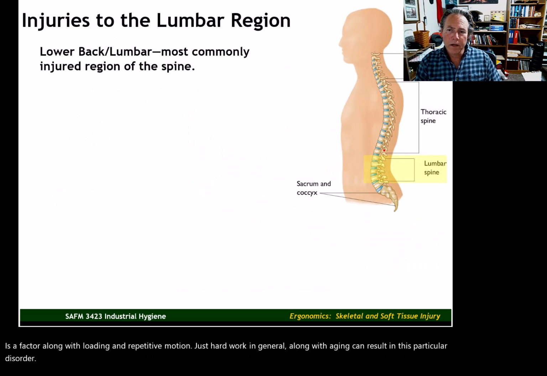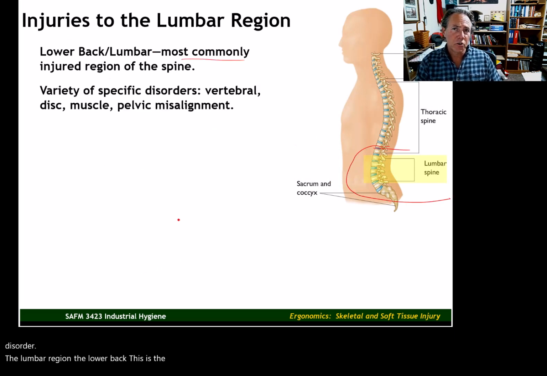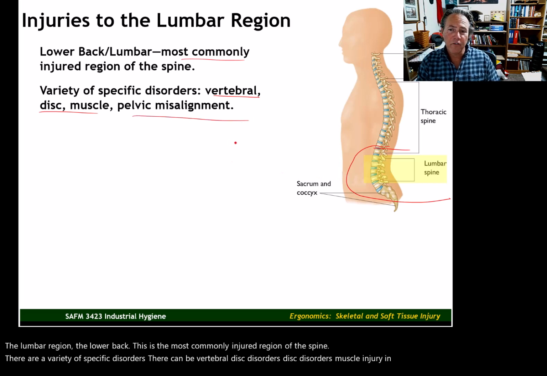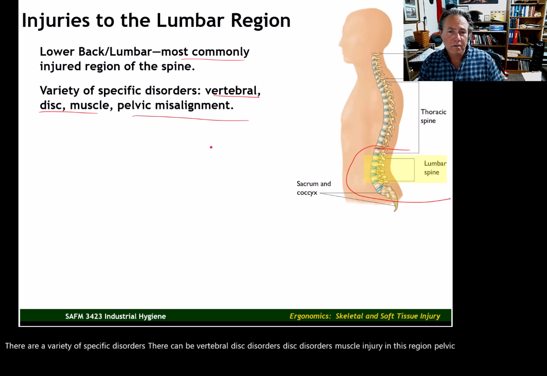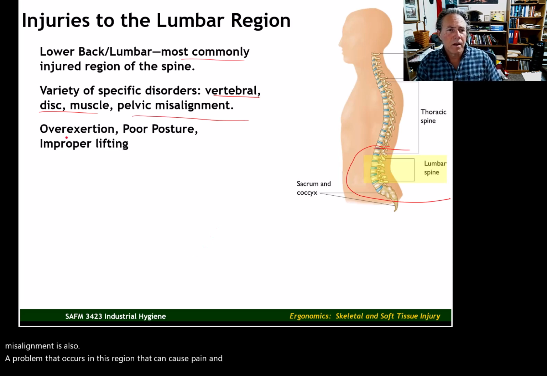The lumbar region, the lower back. This is the most commonly injured region of the spine. There are a variety of specific disorders. There can be vertebral disorders, disc disorders, muscle injury in this region. Pelvic misalignment is also a problem that occurs in this region that can cause pain and other symptoms.